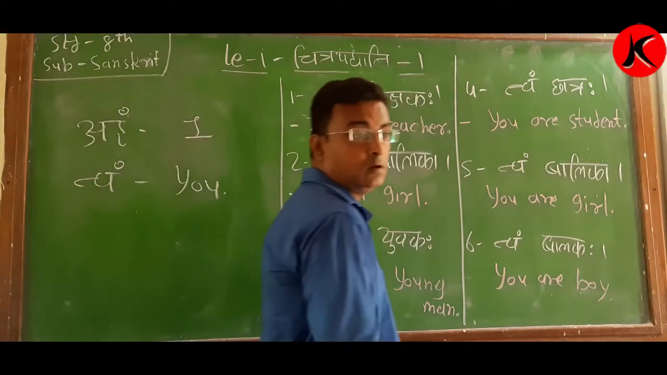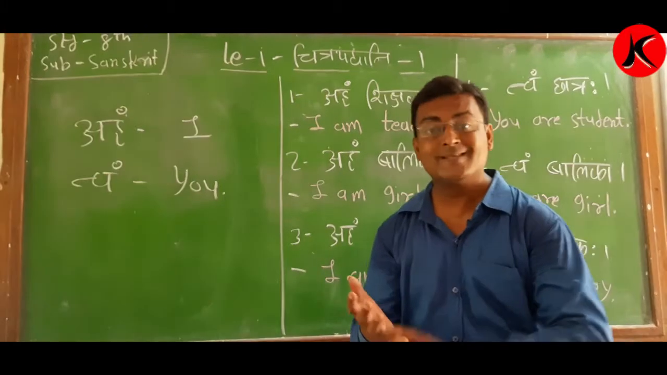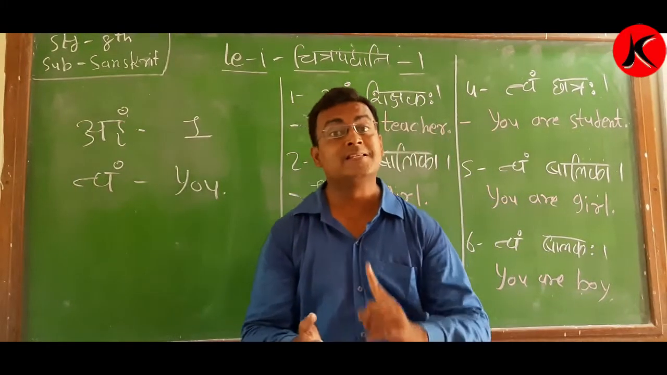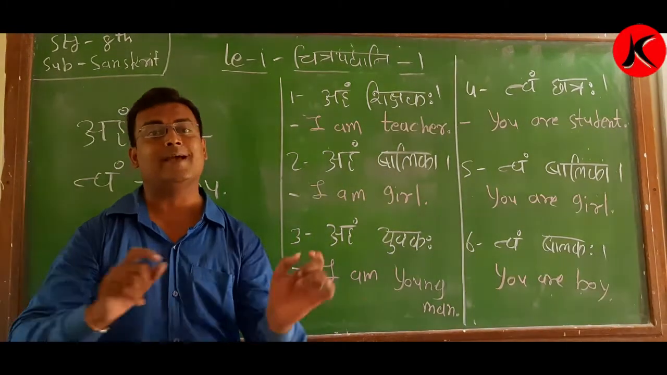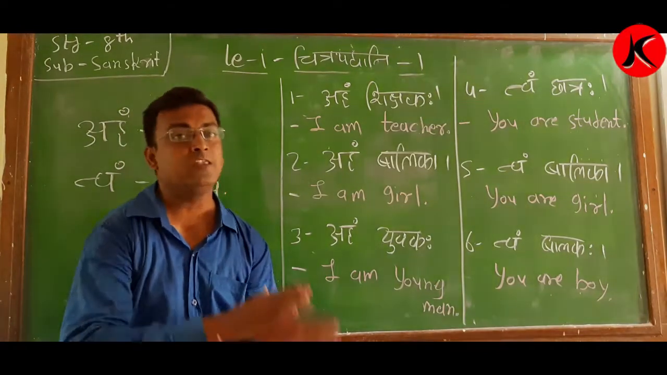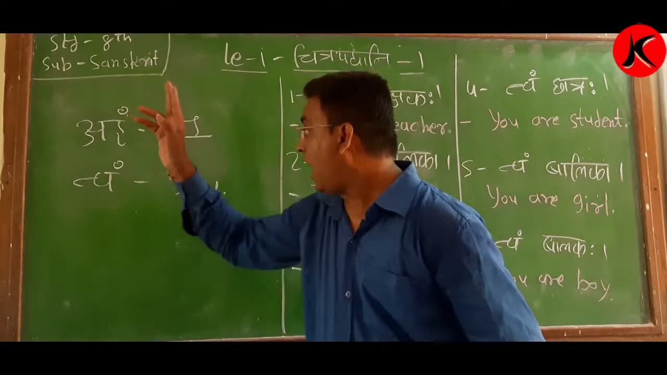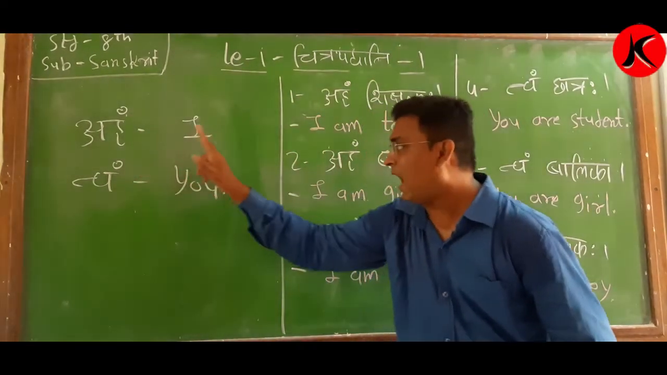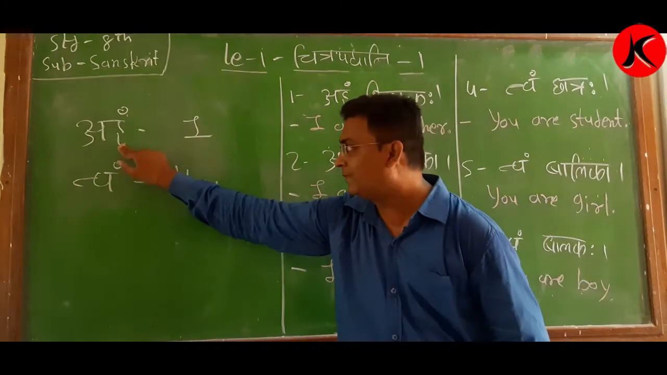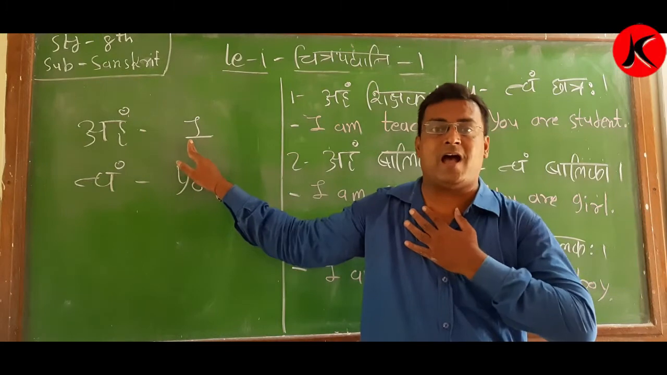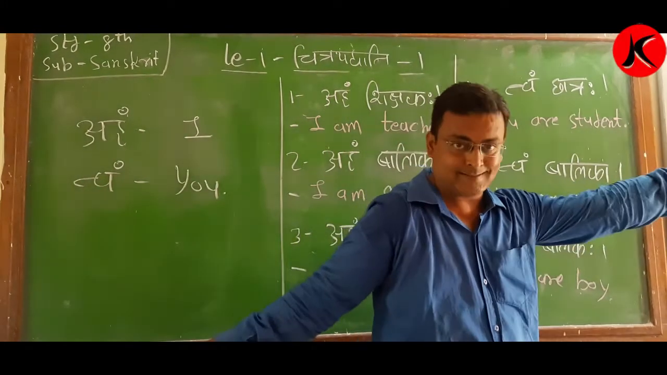Now students, we have already learned about Esha, Sa, Etata, Tata. The meaning is this and that. Now on the next page, we continue with aham, that means I, and tvam, that means you. Aham, that means I, myself. And tvam, that means you. You are someone else. Okay.